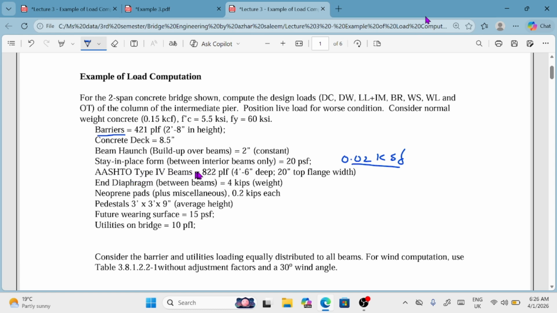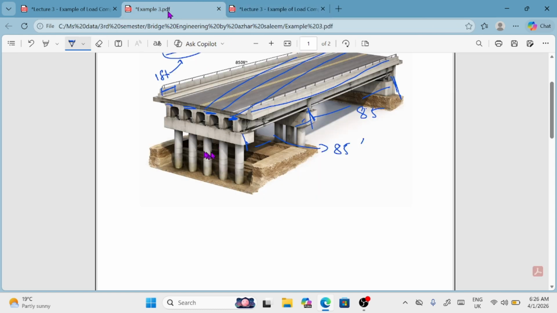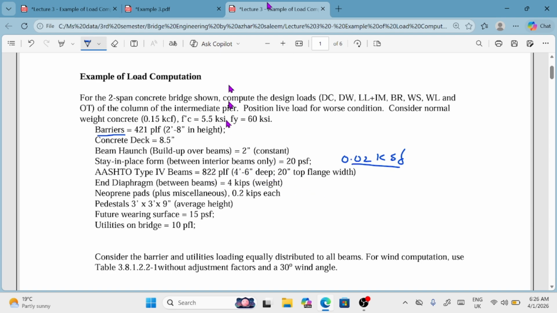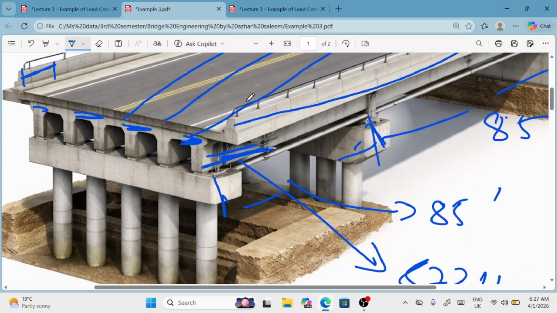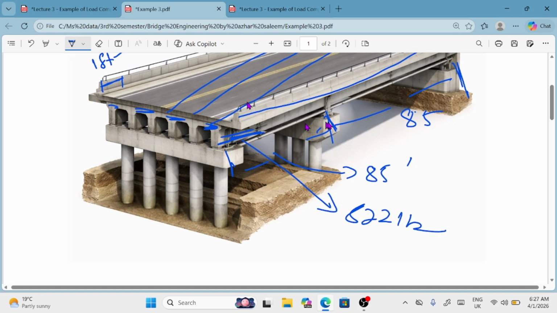For the AASHTO Type 4 beam, this beam's load is 822 pounds per running foot. If I cut this one-foot girder, it will weigh 822 pounds.